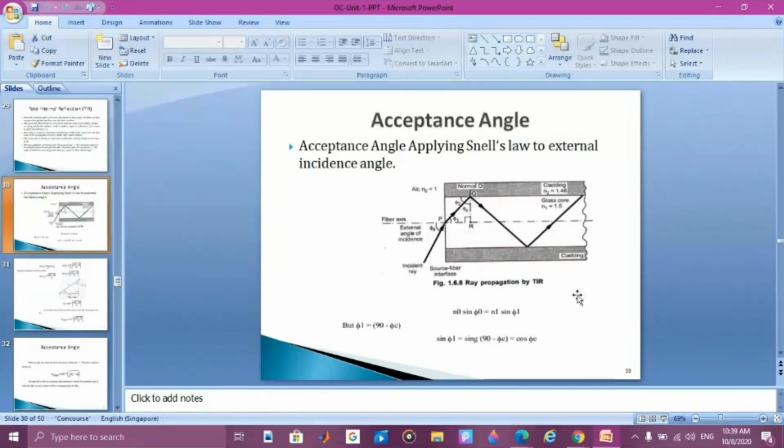The next one is acceptance angle. What is acceptance angle? Okay, so here imagine this is the optical cable. So this is the fiber axis, the center point of the fiber. So this is the cladding, and this part is the core. So this medium is the core, and the outside is the cladding on both sides. This in the center is the fiber axis.